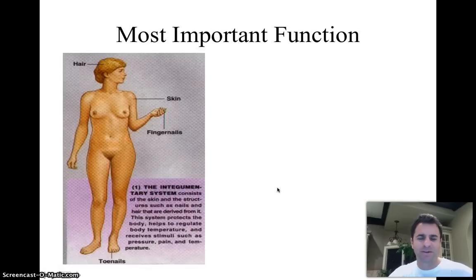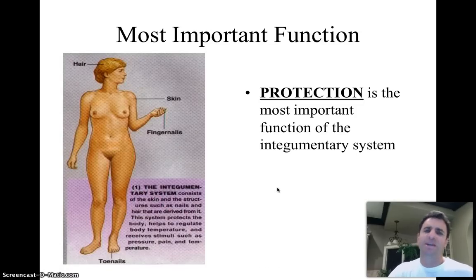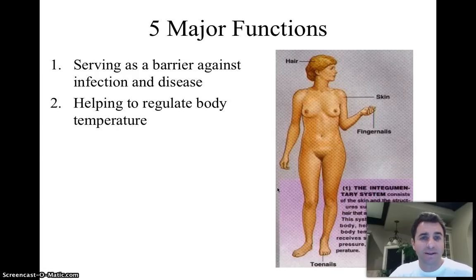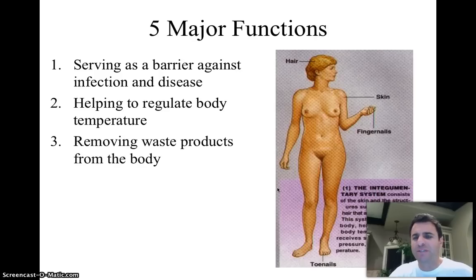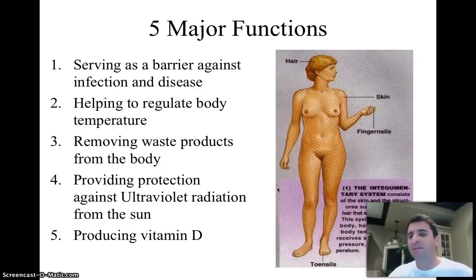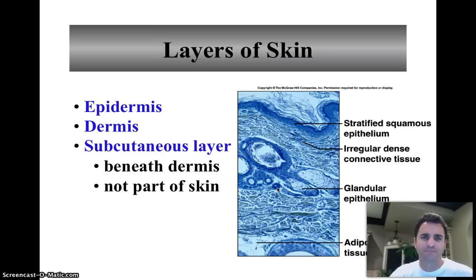All right, so let's get to it. What's the purpose? What's the most important function? It's protection. What else does it do? Well, the 5 major ones are protecting as a barrier or acting as a barrier, regulating body temperature, removing waste products from the body. So this would be through sweat and through secretions in the oil and so on. Protection against UV radiation, and we'll talk about melanin and melanocytes and so on in a bit. And then also in the production of vitamin D, which also comes from exposure to the sun, vitamin D being important for calcium absorption, we'll see soon.